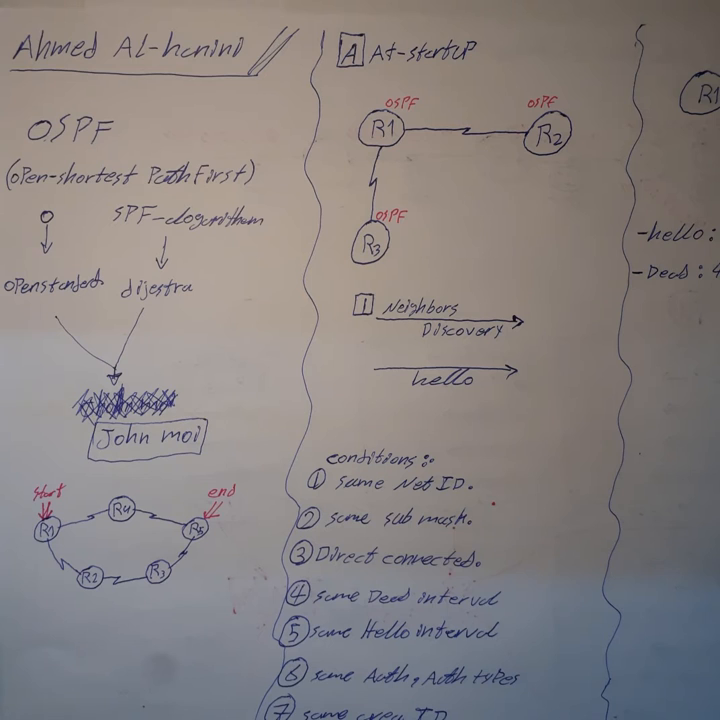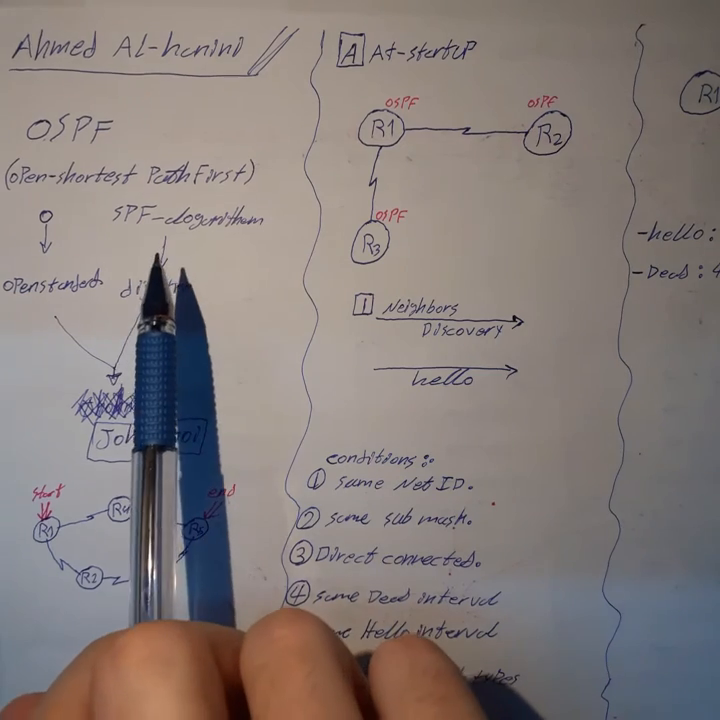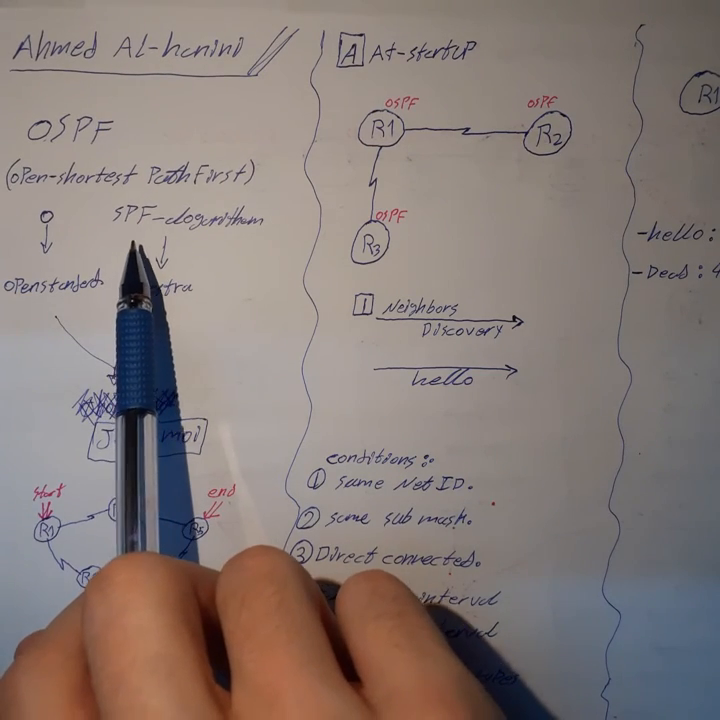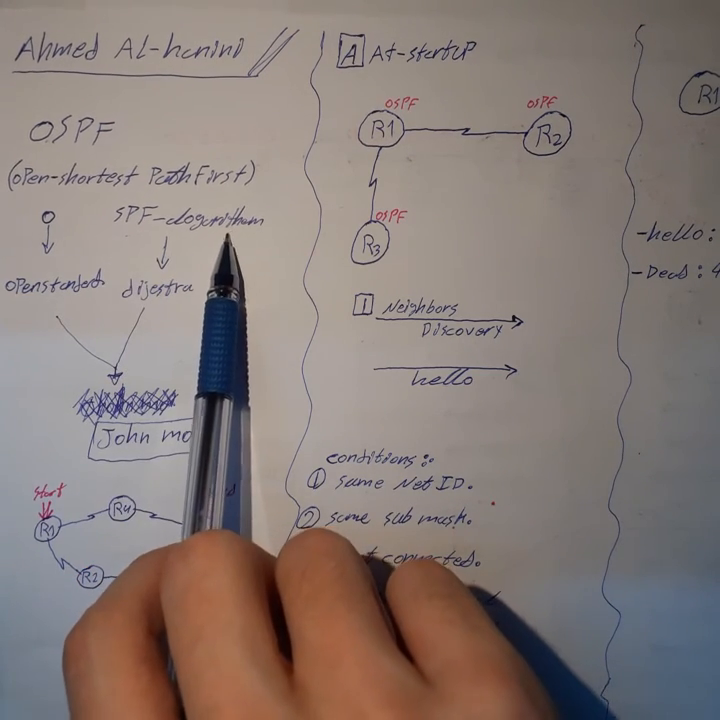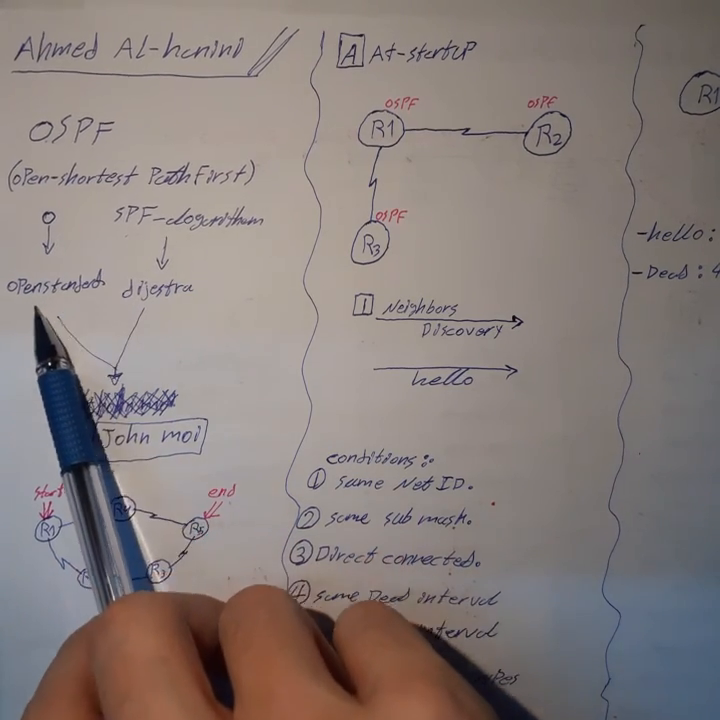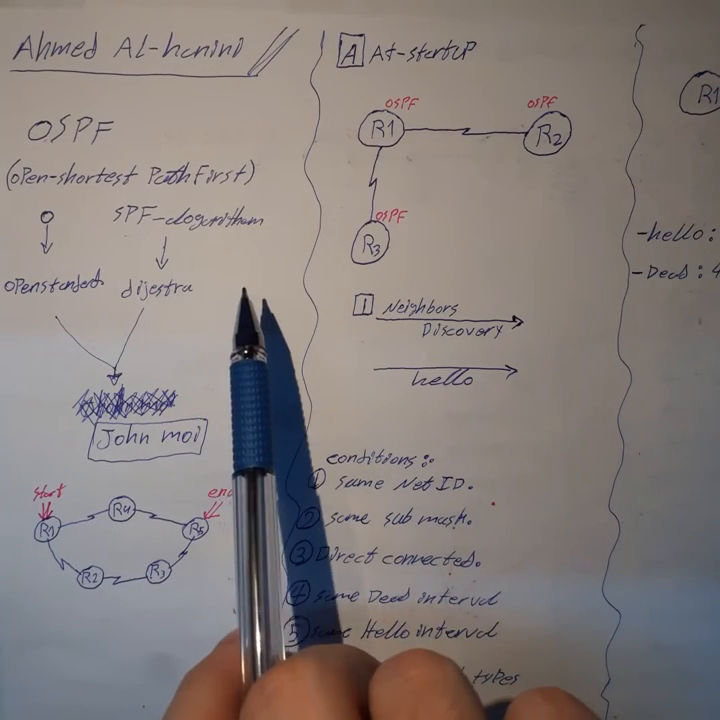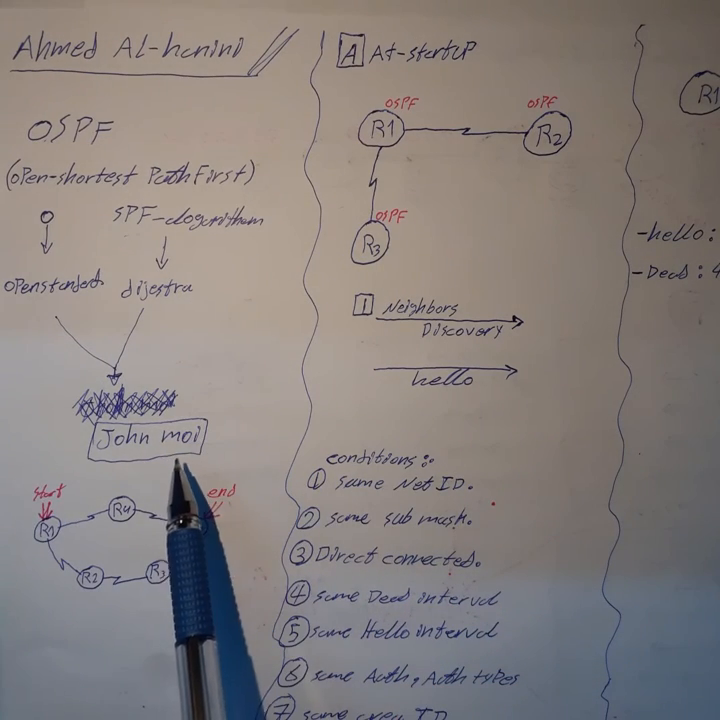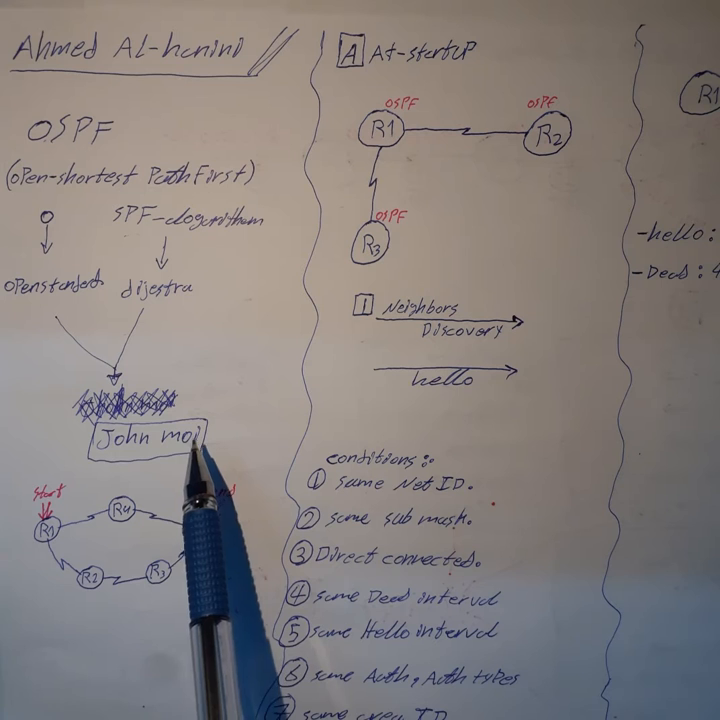So, what we mean by OSPF is Open Shortest Path First. The main idea of this algorithm is that it sees everything as a node. Firstly, it uses the SPF algorithm that was made by Dijkstra. The O refers to the open standard. OSPF was created by John Moy.